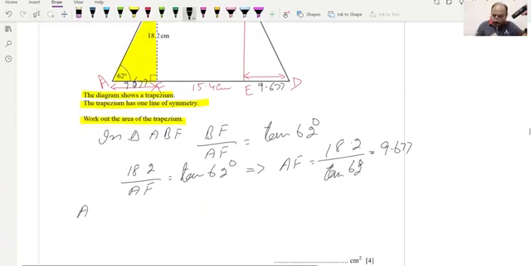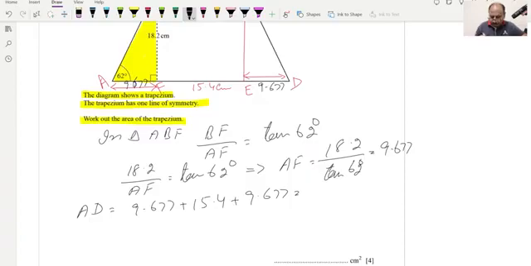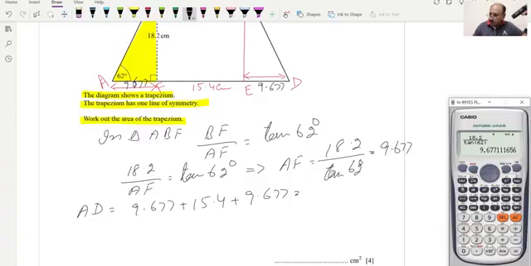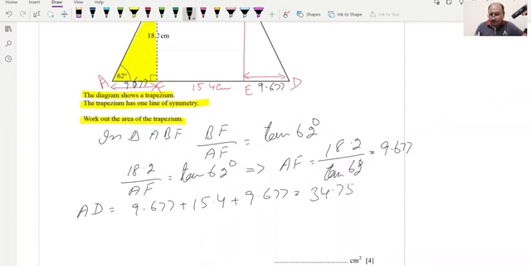AD will be equal to 9.677 plus 15.4 plus 9.677. This multiplied by 2, plus 15.4, is equal to 34.75. Now we can find the area of the trapezium.